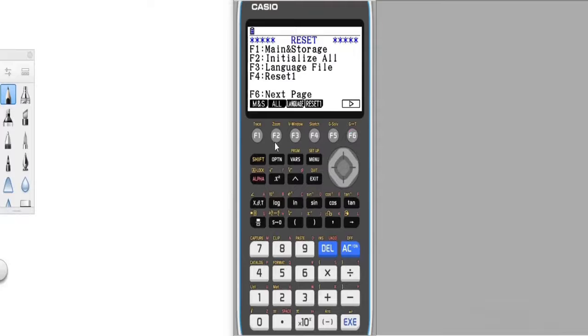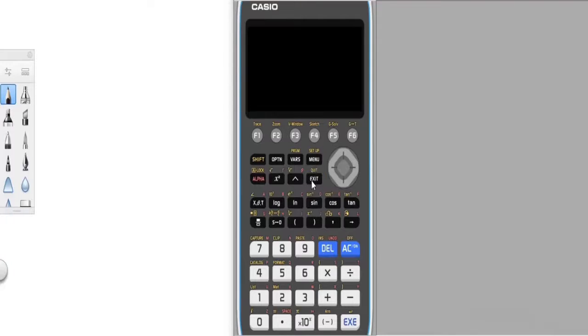Then press F2 to Initialize All, then press F1 and it will begin to initialize all as indicated here. Very important, so that you remove whatever previous values you might have stored on the calculator. So it's done. You press EXIT.